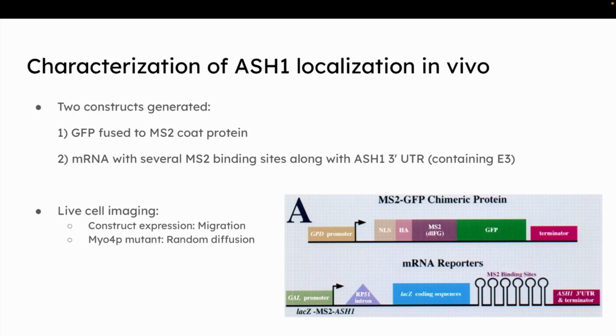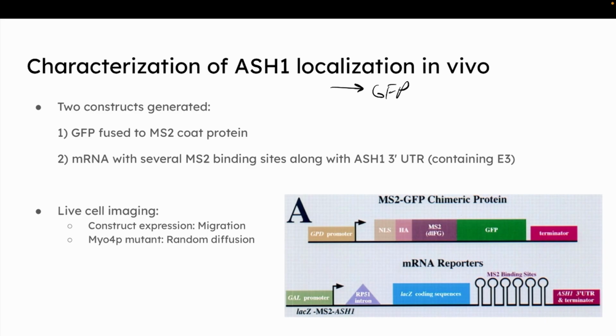And so now they just kind of wanted to see how this looked in vivo. So they made two constructs, right? One was a GFP fused MS2 coat protein, just like the ones we saw before. And then we had an mRNA with a bunch of MS2 binding sites along the ASH1 gene, right? And so this gene contained E3, so this should localize. And so if we imagine what this looks like, we have GFP.